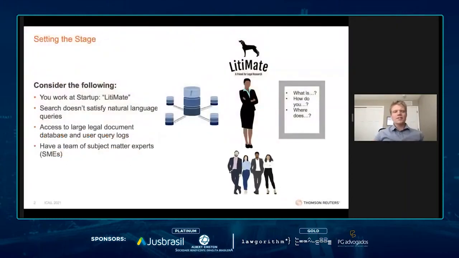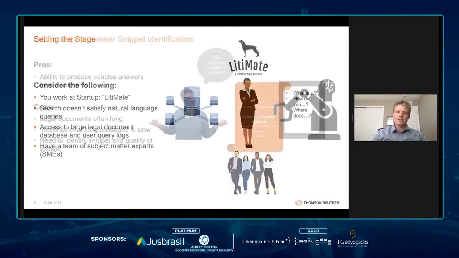Okay, so consider that you're working at a legal tech startup company named Litimate, a friend for legal research, which is a fictional company. You want to create a question answering system because you've been receiving complaints from your users that search doesn't satisfy their natural language queries. Well, you have access to a large legal database and you have user query logs. In addition to all that, you have a team of subject matter experts. Is that going to be enough?